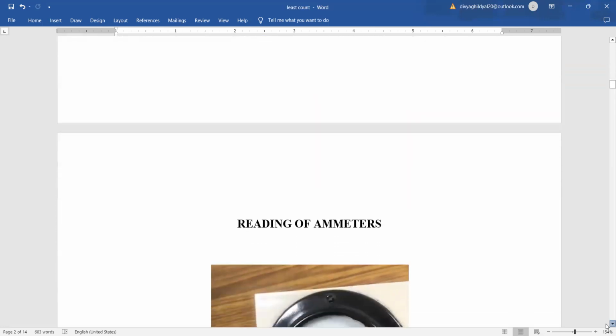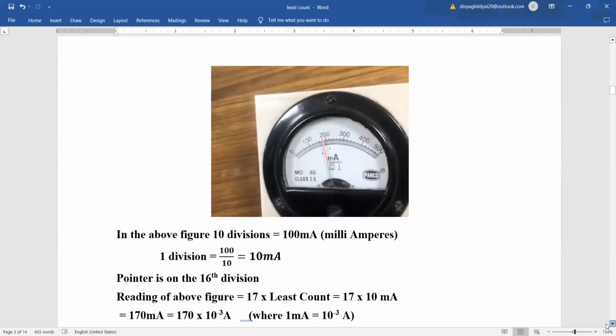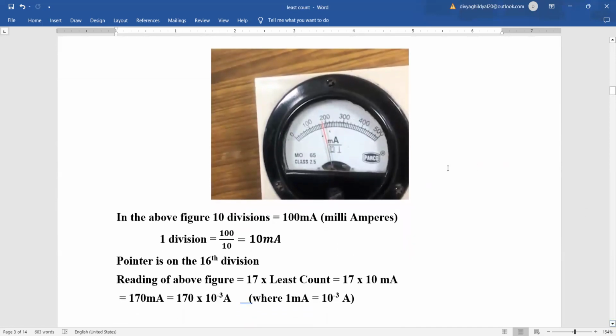Let us see another simple apparatus, the ammeter. The first thing we see in this apparatus is that our reading will come in terms of milliampere, and 1 milliampere is equal to 10 to the power of minus 3 ampere. So if we have to write the answer in terms of ampere, we will multiply it by 10 to the power of minus 3. Let us see the circuit more closely.